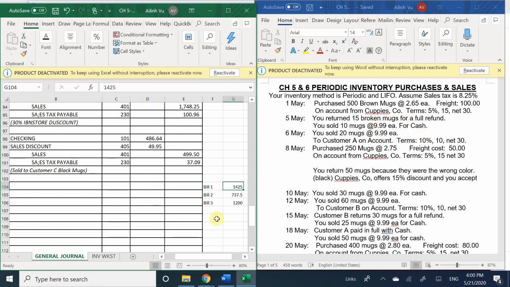So how much did we return? $39.75. Okay, so we need to subtract that from $1,425. By how much? $39.75.